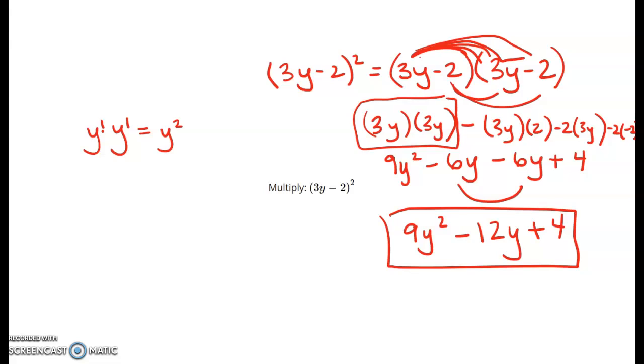Make sure you separate it out and remember that you're multiplying two different binomials together, and then you'll FOIL: first, outer, inner, last, or just make sure you're multiplying each of the terms in the first one by each of the terms in the second one. Hopefully that helps.